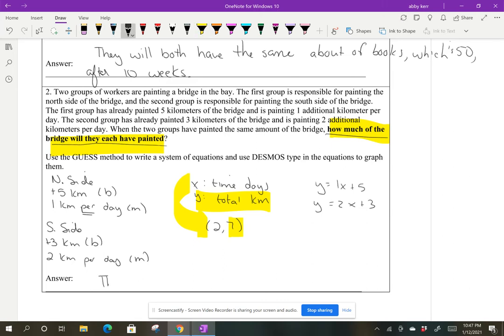So they will have painted a total of 7 kilometers in 2 days.